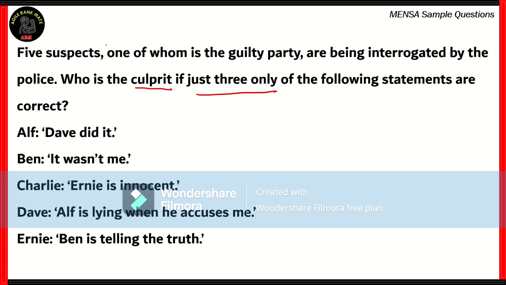Well, in this kind of a question, it's a good idea to consider all alternatives. In this case, that means since there's only one guilty party, we need to put in the scenario that every person becomes a guilty person, and then we need to find out if the other statements corroborate that supposed accusation. Now, for example, in case 1, let's consider that Alf is the culprit.